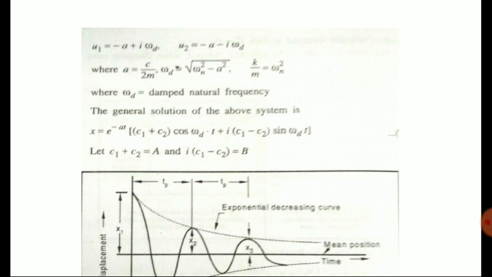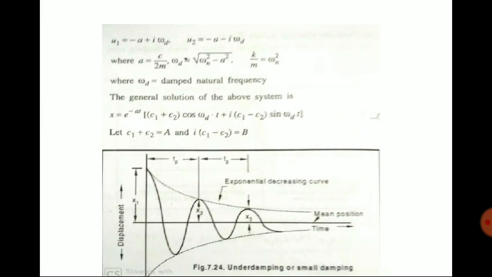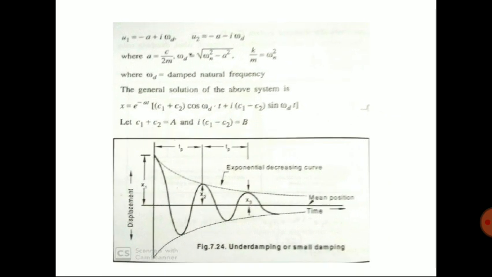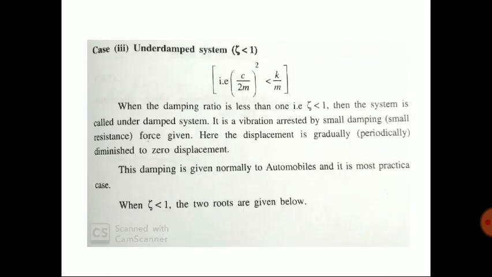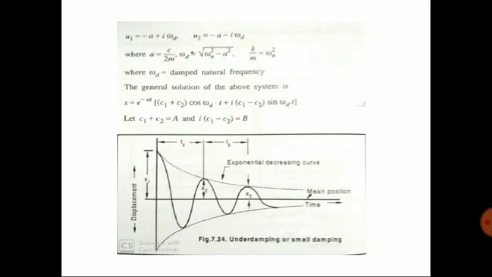And the general solution we are getting is like this: e raised to at into (c1 plus c2) cos omega d t plus i into (c1 minus c2) sin omega d t. In that form, we are substituting c1 plus c2 as a and i(c1 minus c2) as b. You can see the variation here. It is not suddenly decreasing. The variation is exponential, but it decreases gradually. That is the characteristic of an underdamped system: the vibration decreases gradually.